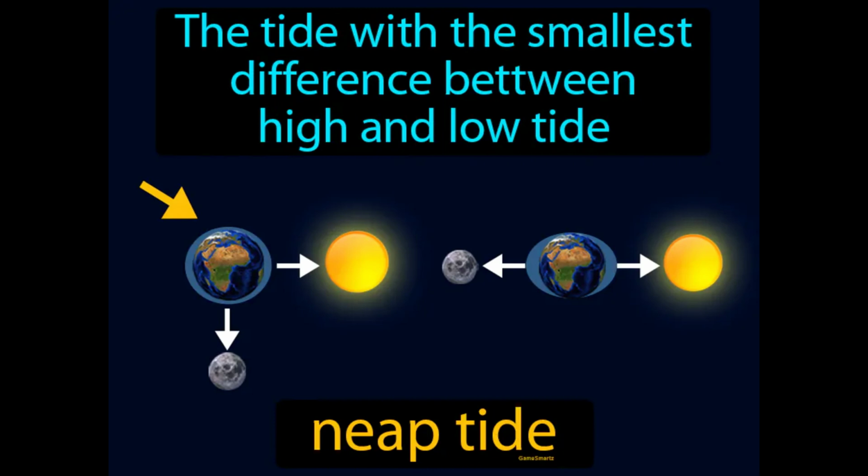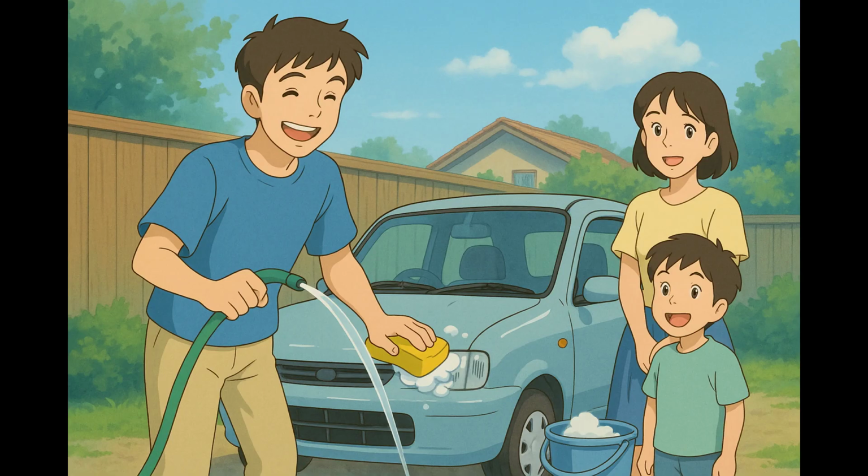The tide with the smallest difference between high and low tide. Neap tide. Neap tide occurs when the gravitational forces of the moon and sun are perpendicular, causing less variation in tidal heights. Imagine trying to wash your car when the water pressure in your hose is at its weakest.